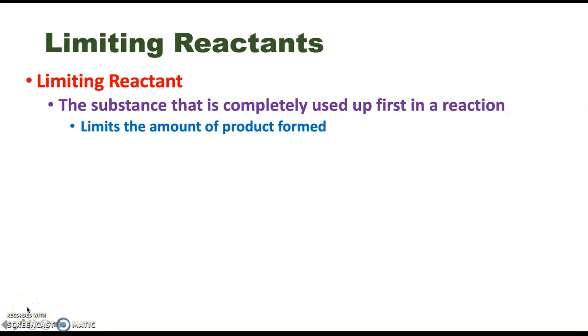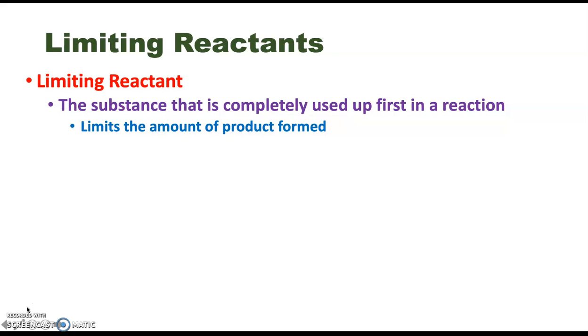This will be the last video of Chapter 9. It's on limiting and excess reactants. So when two substances react, very rarely do they react in a perfect ratio so that they both run out at the exact same time.